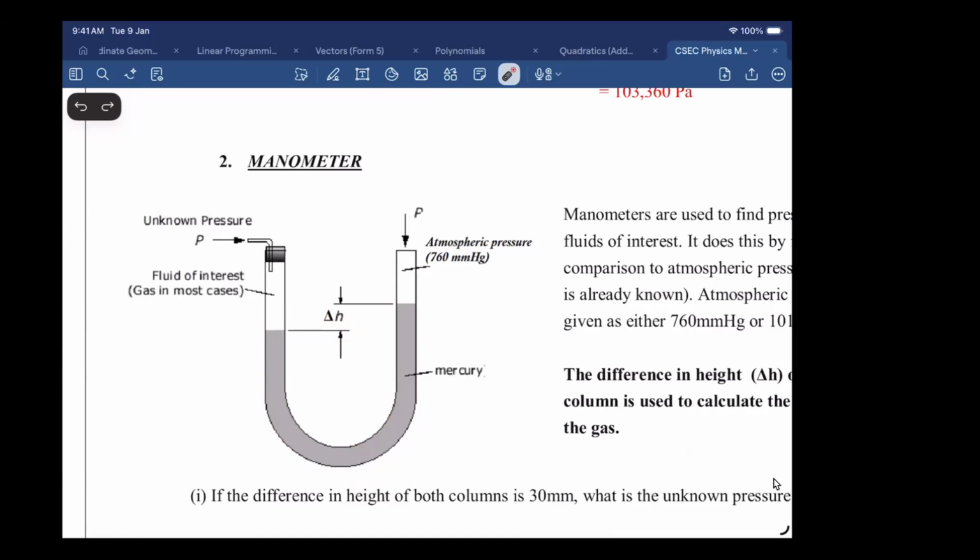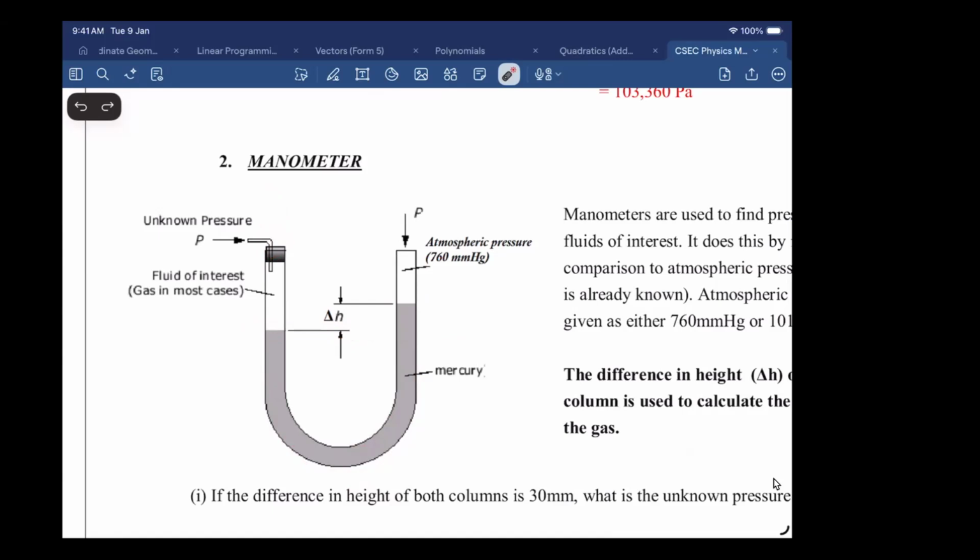It would be even, right? And that would be the case if there's no unknown pressure acting on it, because if there was no unknown pressure, this would be open as well. So the atmospheric pressure would be acting on both sides, so it'd be even. But we're clearly not seeing that.